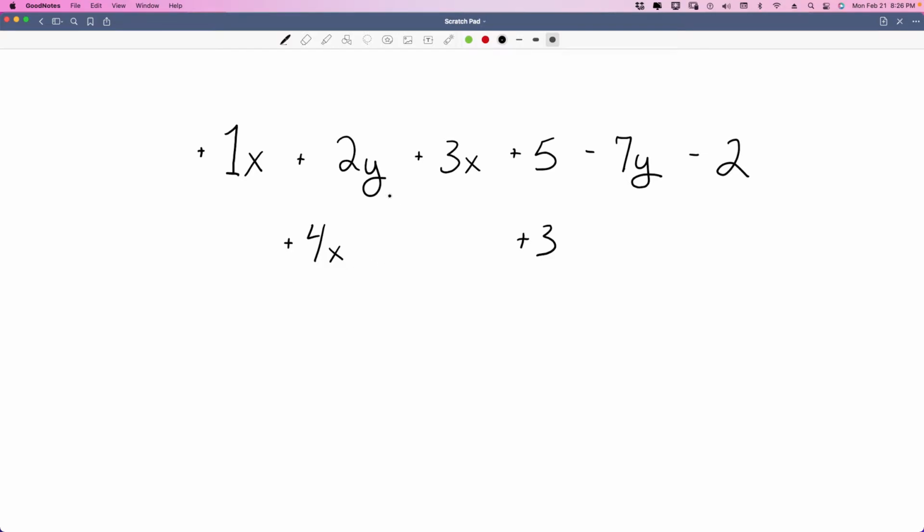So now we have some y terms. So we have a positive 2y and a negative 7y. So we can subtract 2 from 7, and because 7 is a larger number, it'll be a negative sign. So we have a negative 5y remaining. And that's how we would simplify something like this.